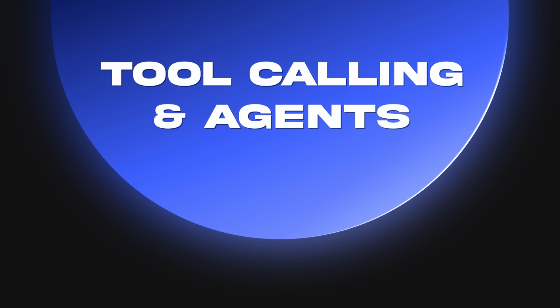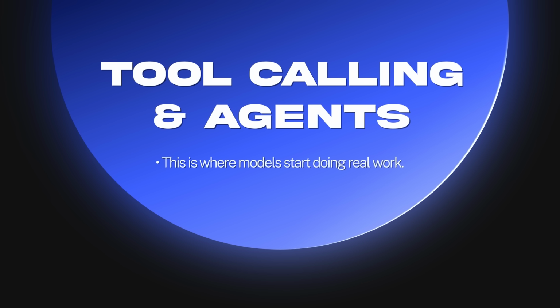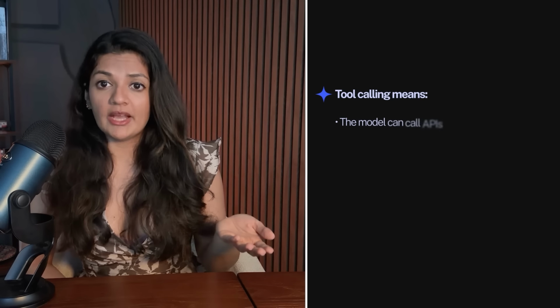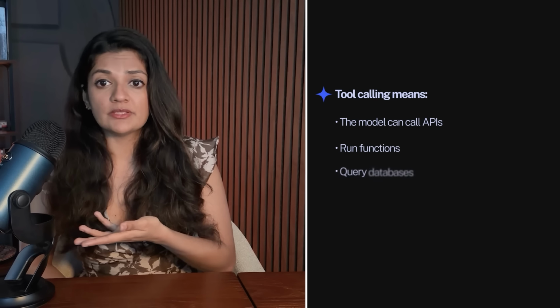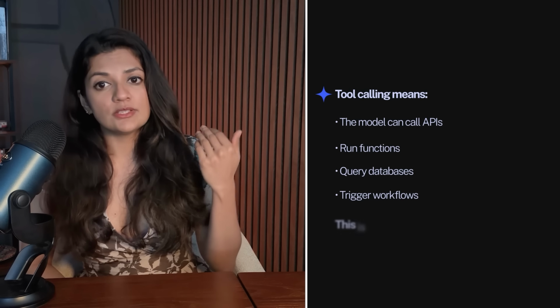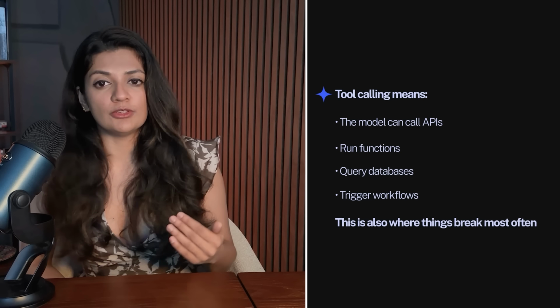Now we move into tool calling and agents. This is where models start doing real work. Tool calling means that the model can call APIs, run functions, query databases, or trigger workflows. And this is also where things break most often. It is easy to build a demo where the model calls a tool once. It's hard to build a system where it does that reliably thousands of times every single day.